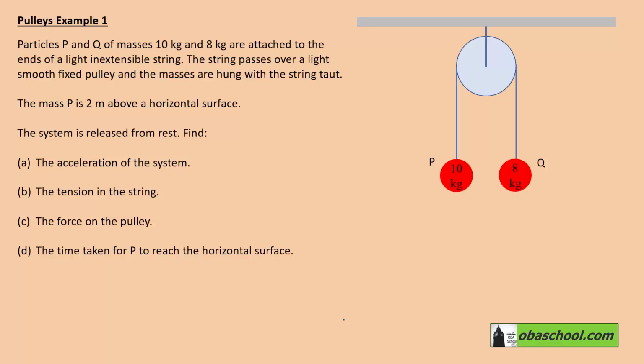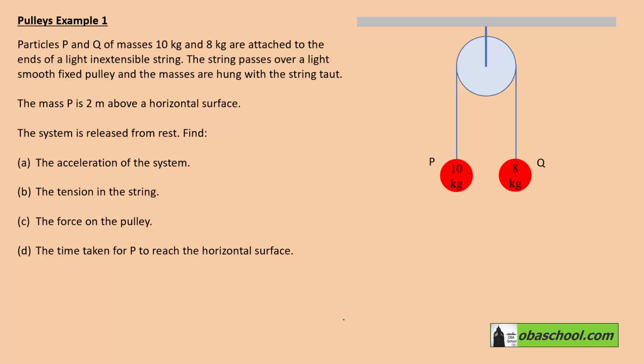Particles P and Q of masses 10 kilograms and 8 kilograms are attached to the ends of a light, inextensible string. The string passes over a light, smooth, fixed pulley, and the masses are hung with the string taut. Now, these modelling assumptions, like inextensible string, light string, smooth, fixed pulley, and so on, mean that the tension will be the same throughout the string, and that when the particles start to move, they will accelerate at the same rate.